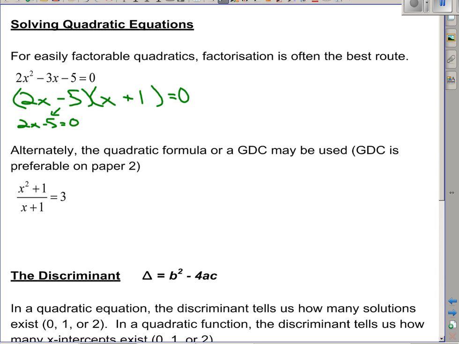Okay, so that would give us 2x minus 5 equals 0. Move the 5 over, divide by 2. x is 5 over 2. Over here, I'm going to have x equals negative 1 from the equation x plus 1 equals 0.